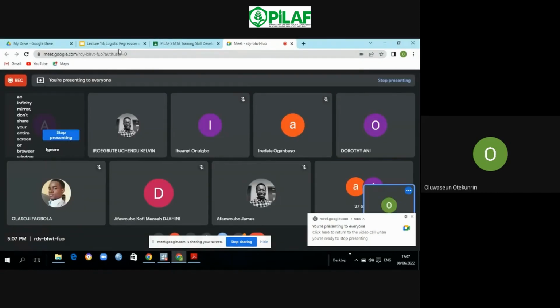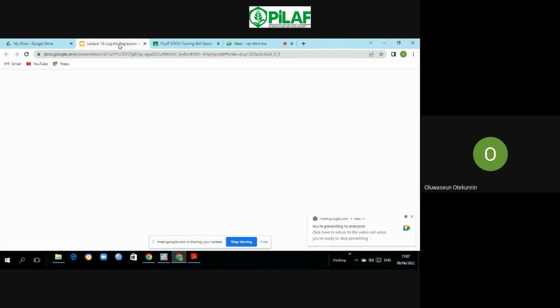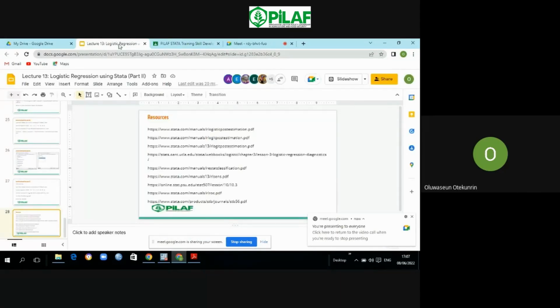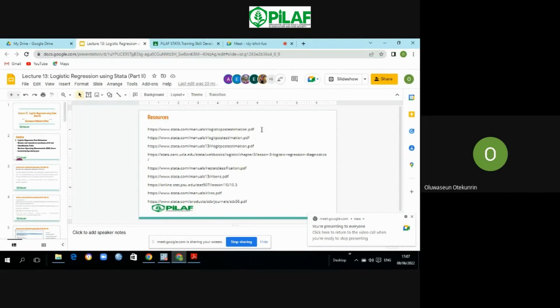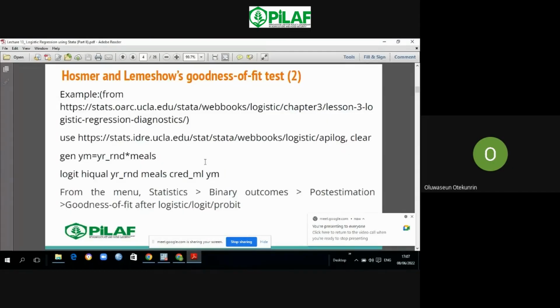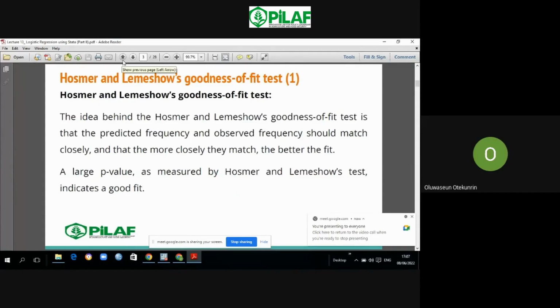Today we shall be considering logistic regression post-estimation. The first item on the list is the Hosmer and Lemeshow goodness of fit test.